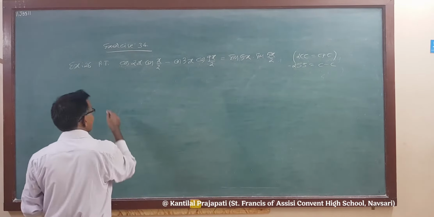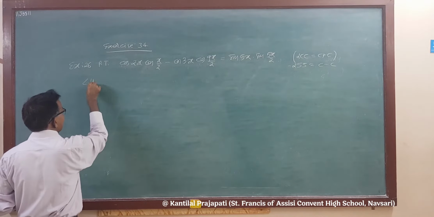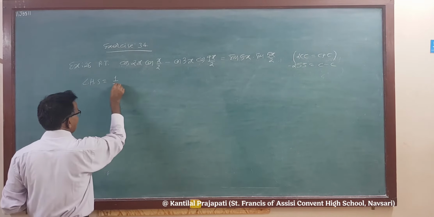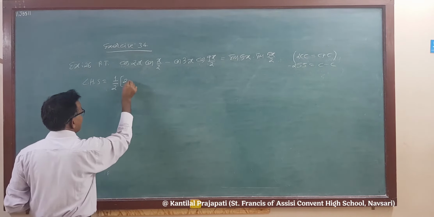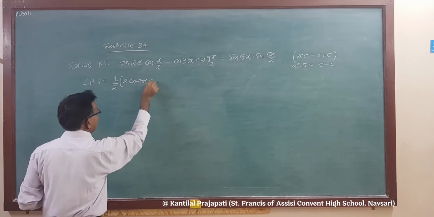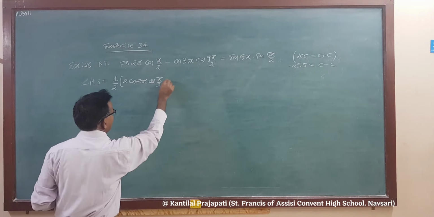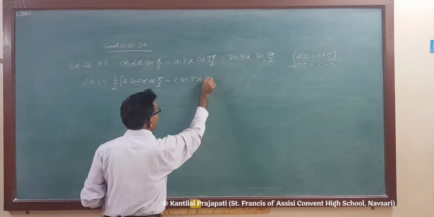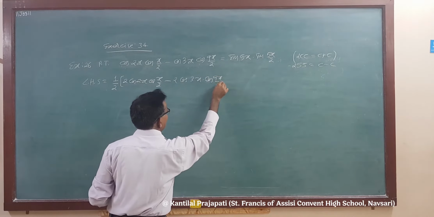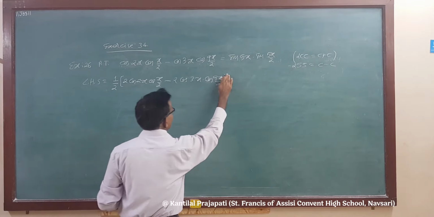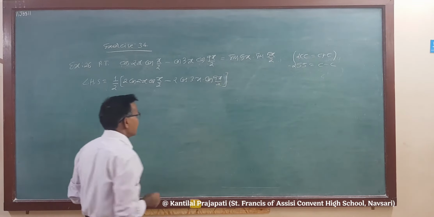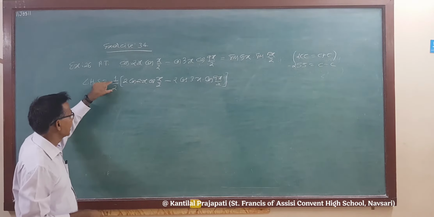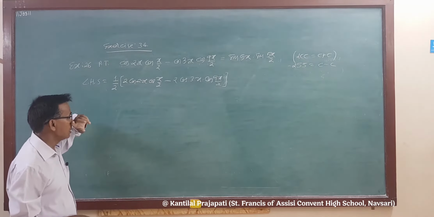For the LHS, first we write the LHS and we also multiply and divide by 2. So 1 upon 2 into [2 cos 2x cos(x/2) minus 2 cos 3x cos(9x/2)]. What we have done here: multiply and divide by 2. These 2s are common and cancel, so we get again the original LHS.